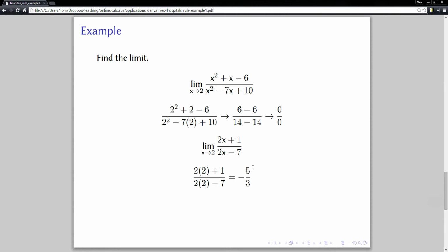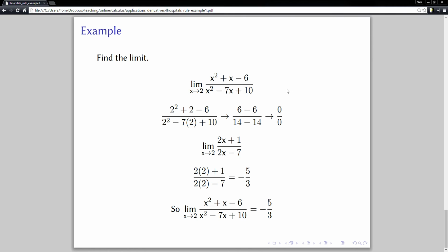When we take this limit, so this is the limit as x goes to 2, and we plug in the 2. On top, we get 2 times 2 plus 1, which is 5. On the bottom, we get 2 times 2 minus 7, which comes out to be a negative 3. So we get negative 5/3 as the limit. So L'Hopital's rule says that the limit of the original function also has to be negative 5/3.